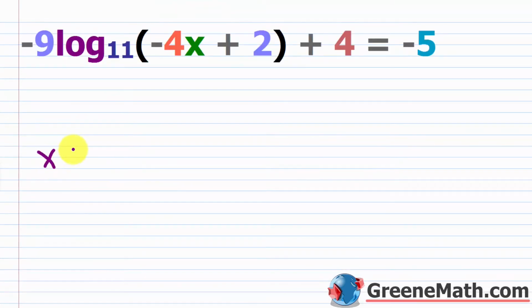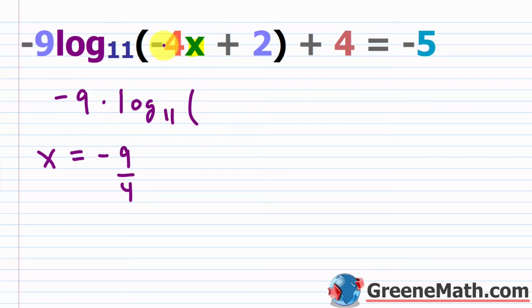So again, we have that x is equal to negative 9/4. So I'm just going to plug that in right here and see what happens. So we have negative 9 times log base 11 of negative 4 times negative 9/4. Let's do that off to the side. Negative 4 times negative 9/4. We know the 4s would cancel, the negatives would cancel, and you'd have 9. So this would be 9 plus 2, which is 11. And let's just erase this real quick. And then we have plus 4, and this equals negative 5.